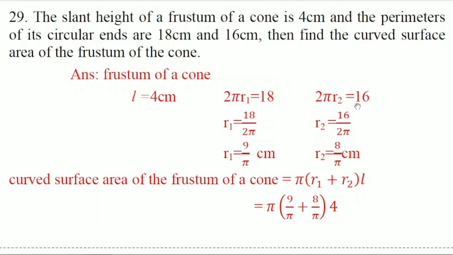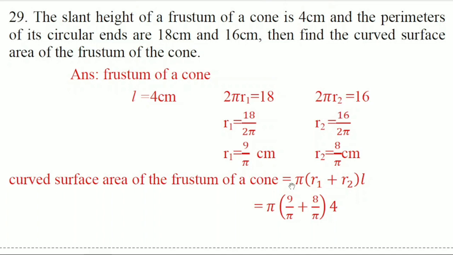So now I have to find radius. So r1 equal to 18 by 2 pi. At the same time r2 is equal to 16 by 2 pi. So r1 is equal to 9 by pi centimeter, and r2 is equals to 8 by pi centimeter. So now I got length and I got r1 and r2. So now we have a formula, curved surface area of the frustum of a cone, because they asked we should find out the curved surface area of a frustum.